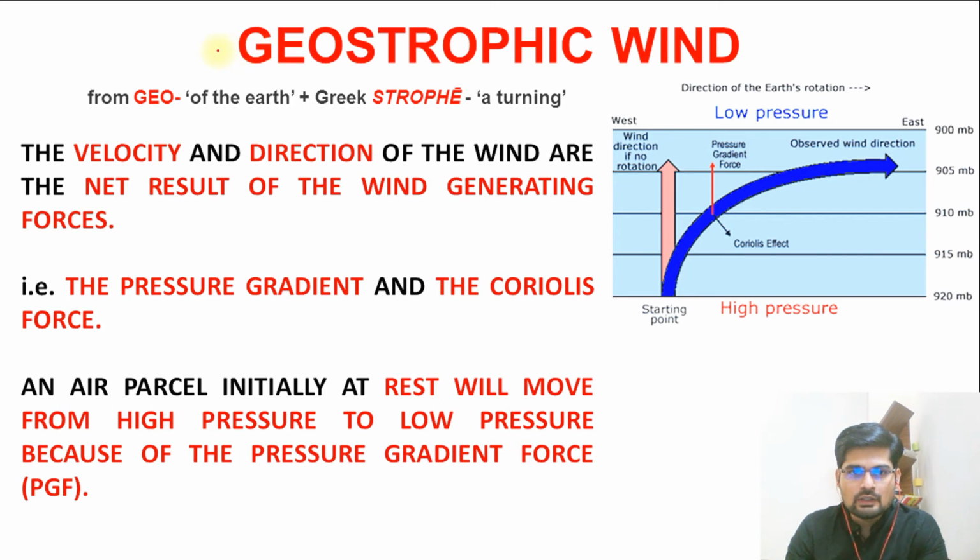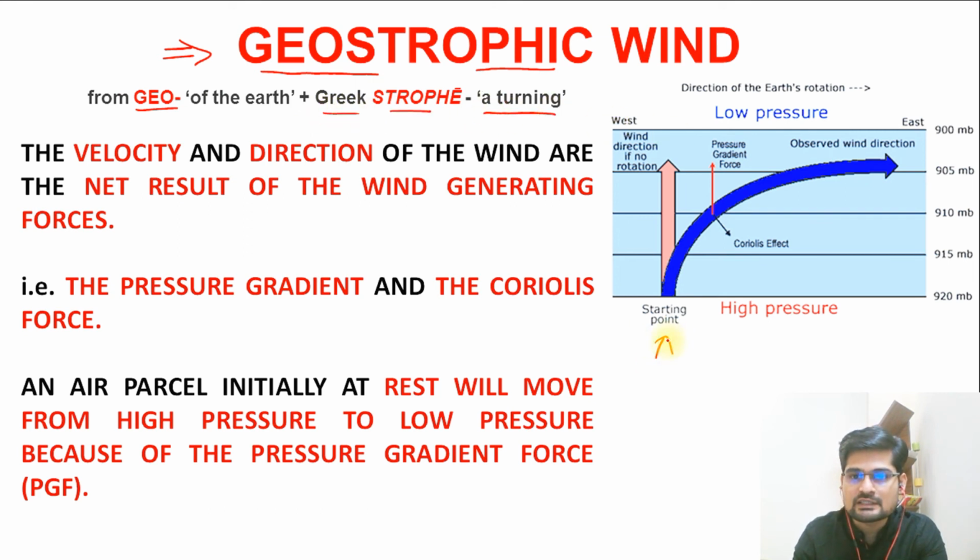So now, let's understand the concept of geostrophic wind first before actually going to the concept of jet stream. So what is this geostrophic wind? The word geo basically means earth and the Greek word strophy is for turning. So if you look into this graph, what do you see? This is the starting point and this is the high pressure here. Right? So it's 920 millibar, and what is happening is from high pressure, it is going towards low pressure.